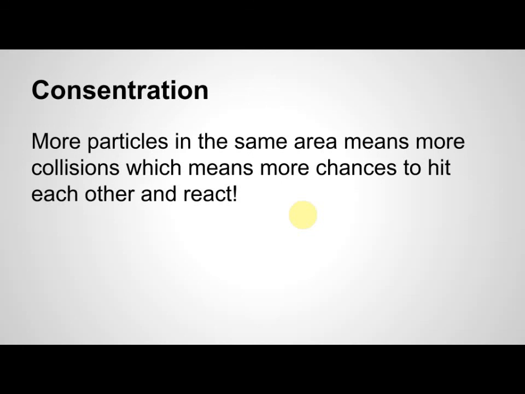Concentration. The more particles we have in the same area means more collisions, which means more chance of them hitting each other and reacting. If we go back to our bumper car example, the more bumper cars we have on the track, the better chance that they will hit each other.